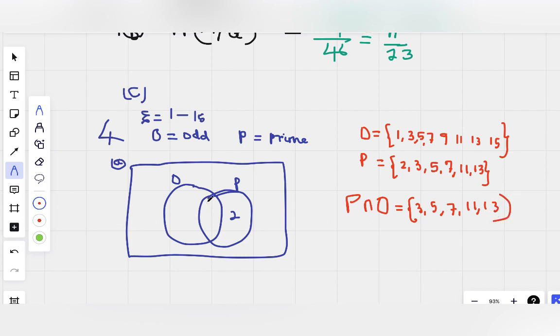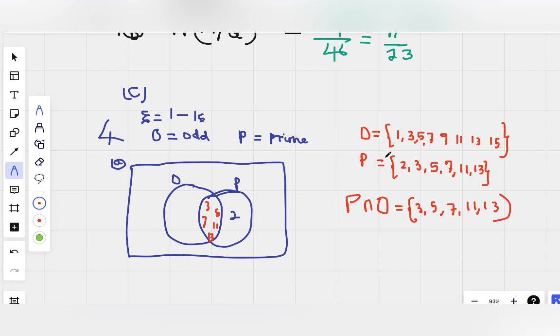So I'm going to write 3, 5, 7, 11 and 13. These are the numbers that fall in the overlap. That is the intersection between these two. So if that is true, now look at P. Which numbers are remaining? The only one is 2. 2 is the only one that was not used in the overlap. So you put the 2 here.